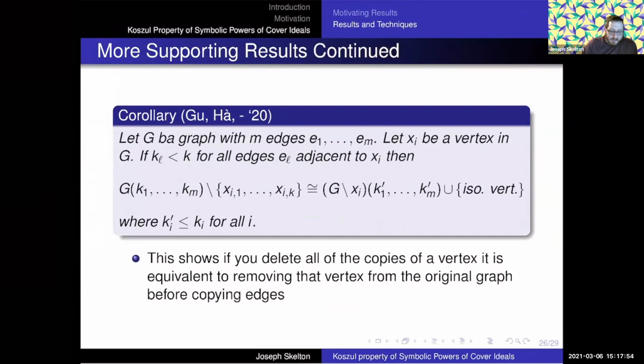And this corollary basically says the exact same thing, but for vertices. So if I delete all the copies of my vertex, it's like that vertex was never there. Which is all really, really useful for breaking stuff like I want to do.